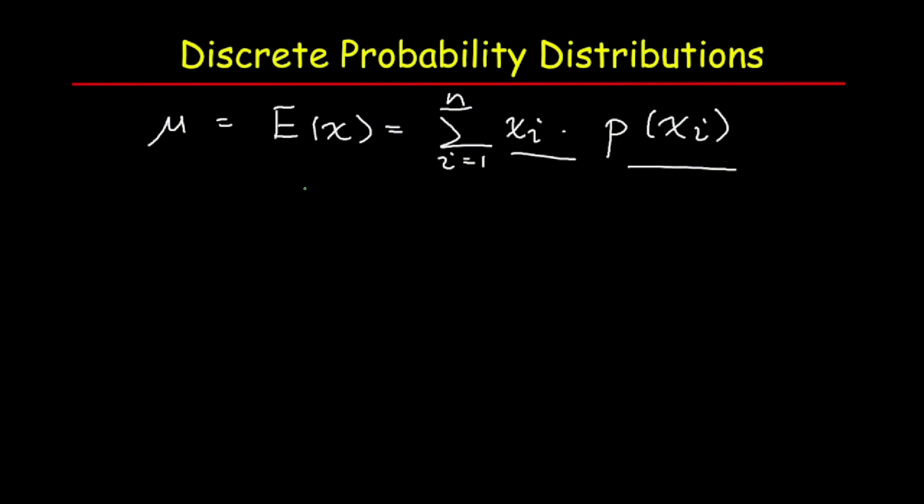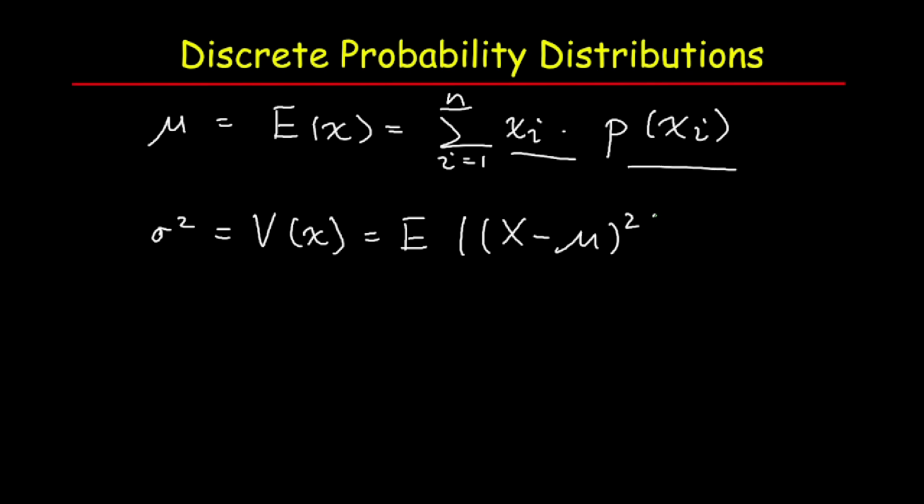Now, the variance of a discrete random variable is noted as follows: sigma squared, so that's variance, or V(X), is equal to the expected value of (x minus mu) squared. Remember, that is just the definition of variance. So now we're just writing the expected value using sigma notation.